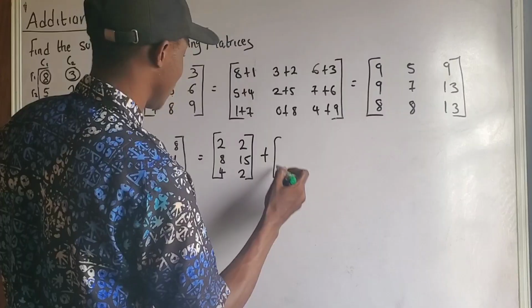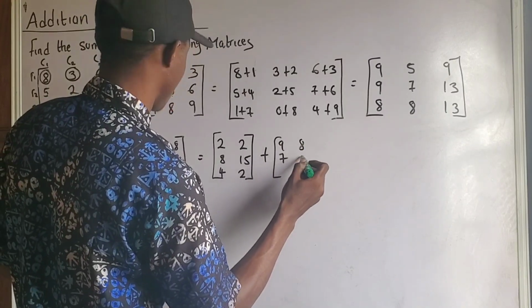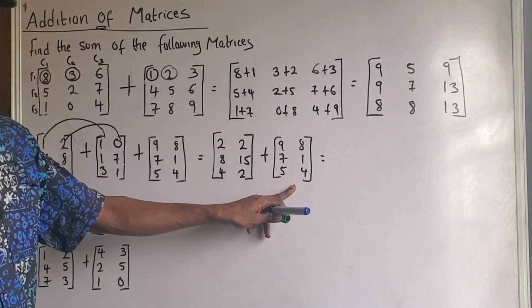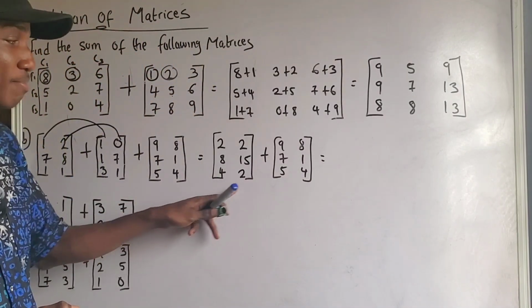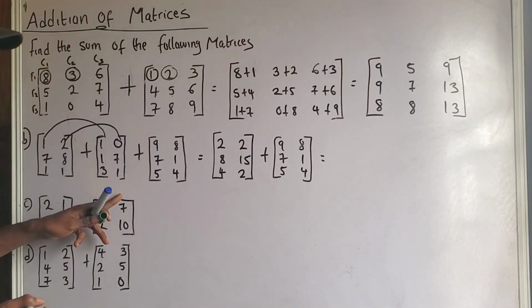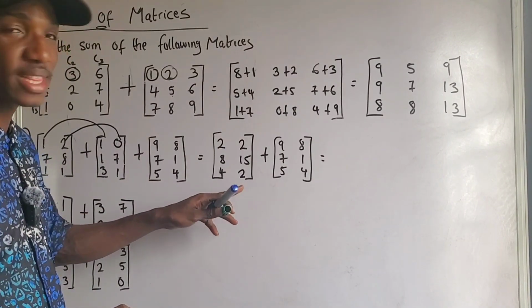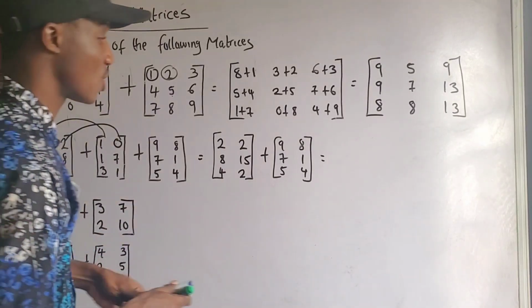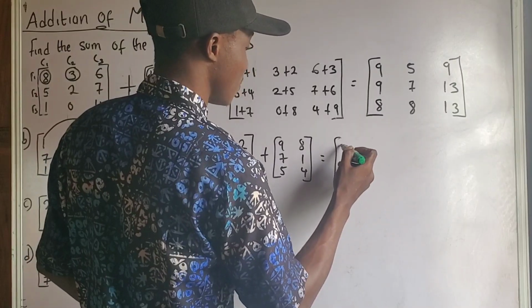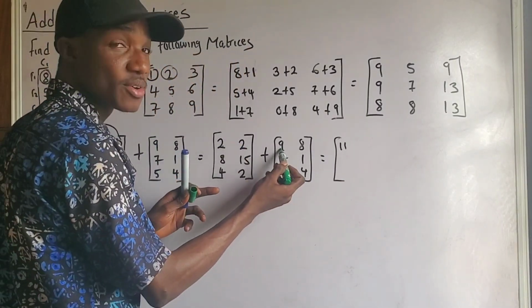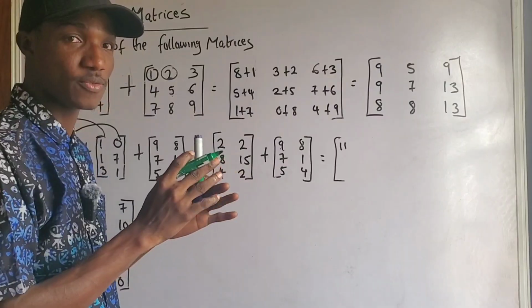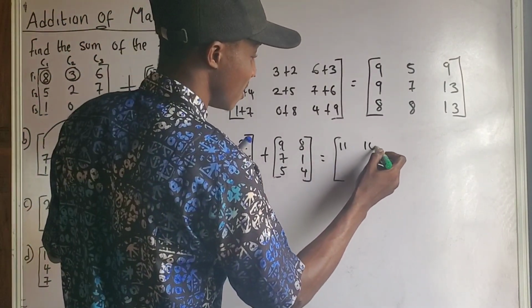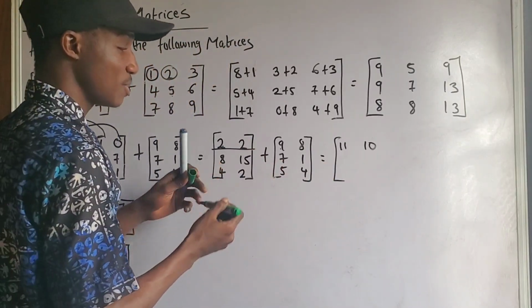For this, I'm going to have 9, 8, 7, 1, 5, 4. Okay. Now let us sum this and this together. I hope you know that the matrix that you see here is the sum of this and this. Don't forget. So if you sum this and this together, that means that you have already taken the sum of the 3 matrices. So for this, I'm going to have 2 plus 9 will give me 11. We are now on the first row of both matrices. While 2 plus 8 will give me 10. So we are done with this. Okay? Let's proceed to the second row.